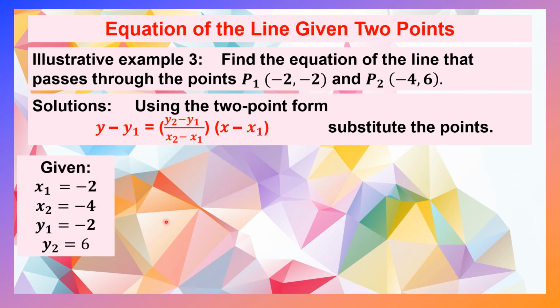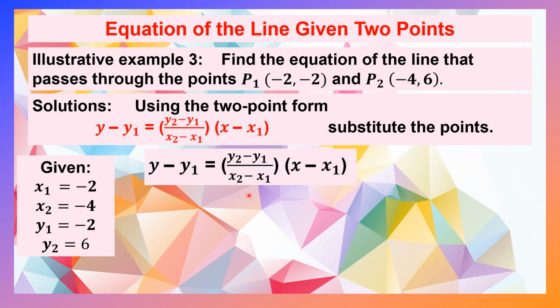So, what are our givens? Our x sub 1 is negative 2. X sub 2 is negative 4. And for our two y values, negative 2 is our y sub 1, and positive 6 is our y sub 2. So, let us substitute these givens into our formula.